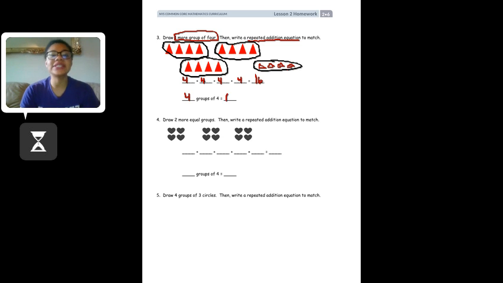Exactly. We said it was 16 total triangles. So we know that 4 groups of 4 equals 16, or later in third grade, you're going to learn that 4 times 4 equals 16. Okay, so let's keep going and let's go on to our next.